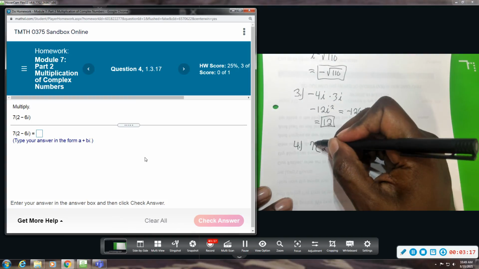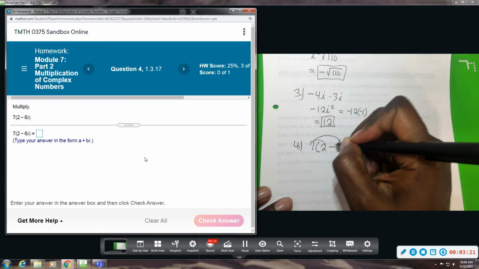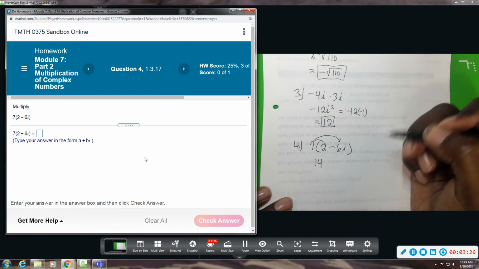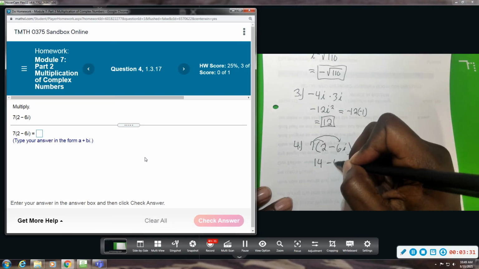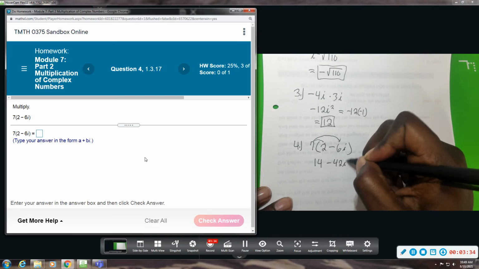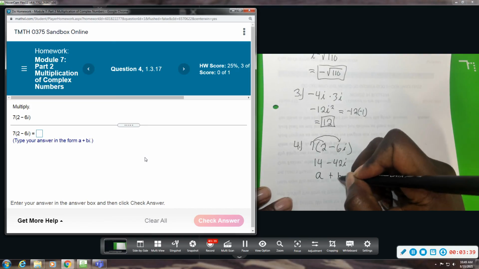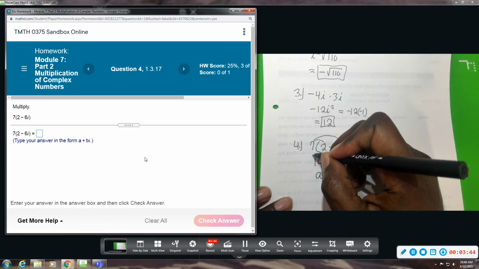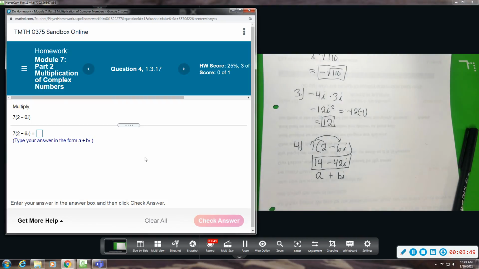All right, so we're going to multiply 7 times 2, just distribute, and we're also going to multiply the 7 times the negative 6i. 7 times 2 will give us 14, and then 7 times the negative 6 will give us a negative 42. And then we just attach the i. So this is already in that a plus bi form. Now I know it says plus, but it's plus or minus, depending on what the sign is. So all we have to do is multiply, distribute that 7 throughout the parentheses, and we have 14 minus 42i.